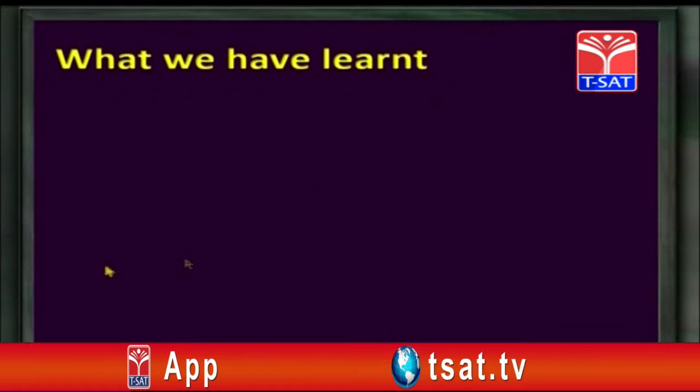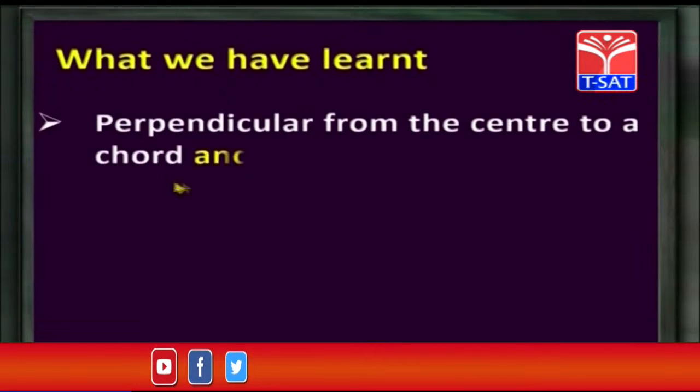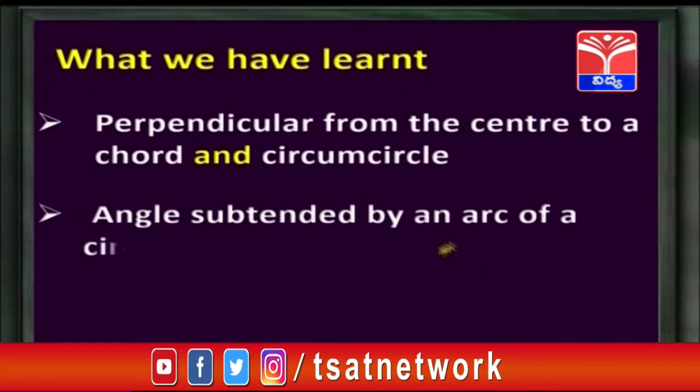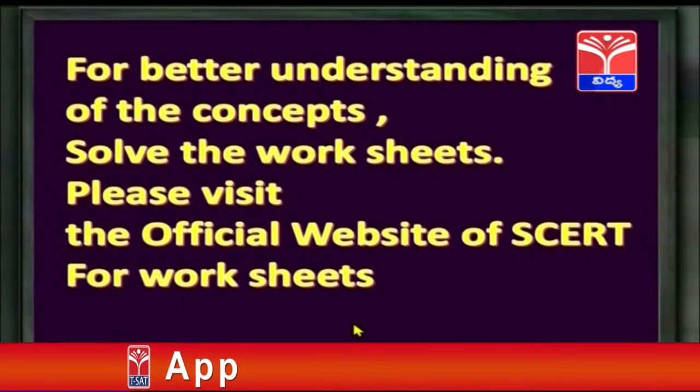So what have we learned, students? We have learned the perpendicular from the center to a chord, and also circumcircle, angle subtended by an arc of a circle, cyclic quadrilaterals. For better understanding of the concept, solve the worksheet.